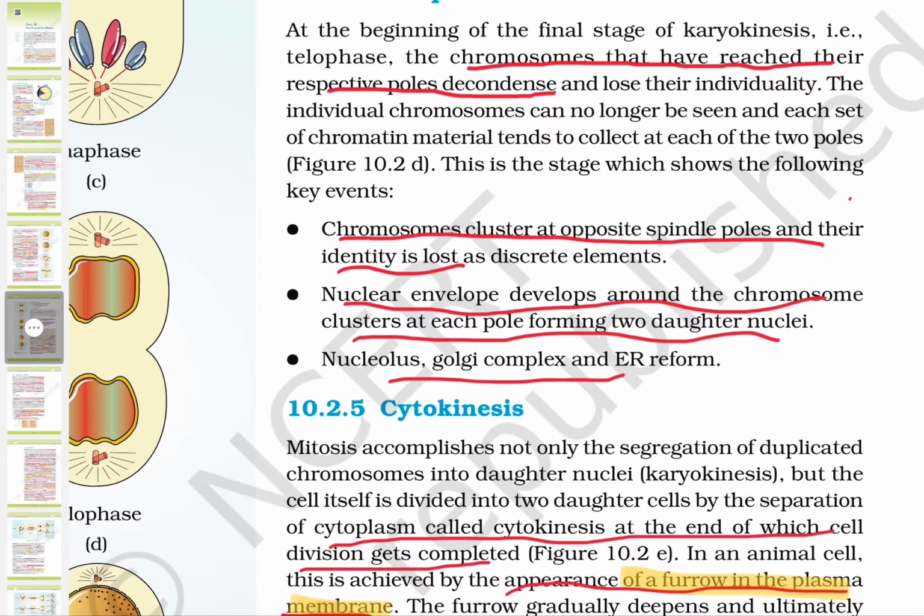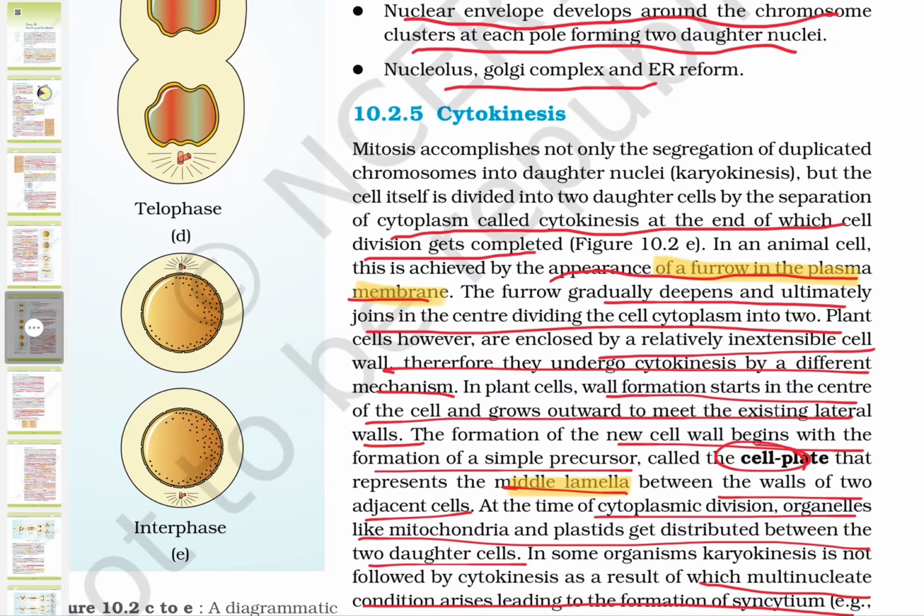Let's talk about cytokinesis. So the cell divided into two daughter cells by cytoplasm, called cytokinesis, and cell division gets completed. Now plant and animal cells में it's different. In animal cell it is achieved by the appearance of a furrow in the plasma membrane. Furrow deepens and ultimately, बाहर से center की तरफ furrow बनता है, and then the cytoplasm gets split into two.